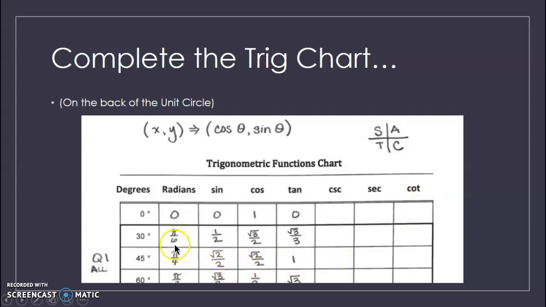Okay, but let's take a look at these guys over here, like the 30 degrees or pi over 6, 45 degrees or pi over 4. How do we figure out what the reciprocal values are? Well, again, sine is to cosecant, so sine is 1 over 2. Flip that, it becomes 2 over here.